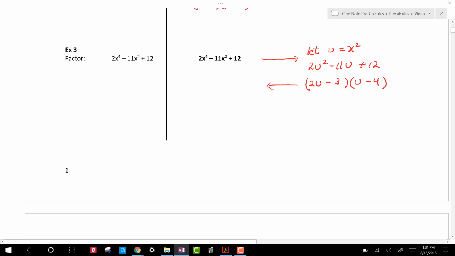But I don't get to stop there. I need to come back over here and replace my u with x squared, so this is going to be 2x squared minus 3 and x squared minus 4. Now obviously if you don't have to do the u substitution part, that's great. But once I get done here, I need to look at both of these sets. Are either one of these a difference of 2 squares? The first one's definitely not. There's nothing you can do with 2x squared minus 3. But the second one is definitely what we call a difference of 2 perfect squares. So this is x plus 2 times x minus 2.